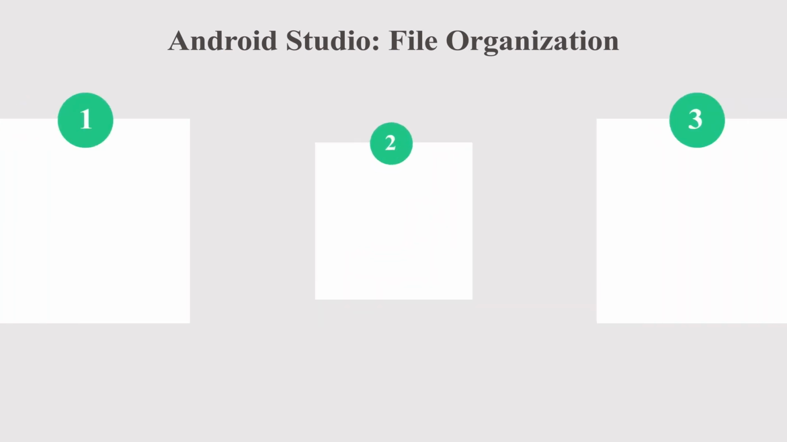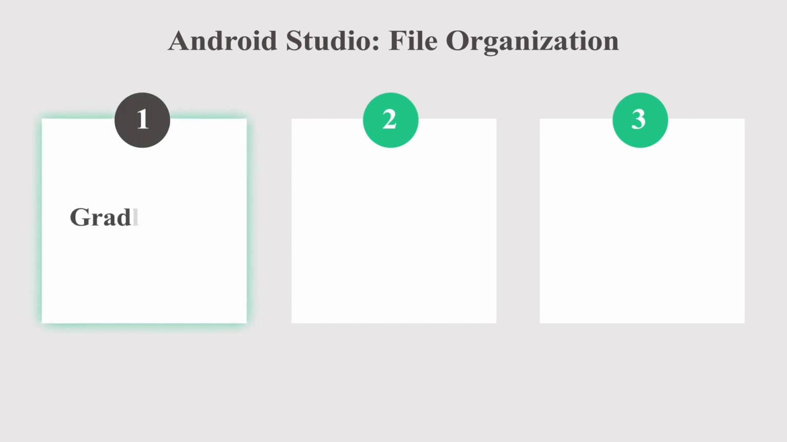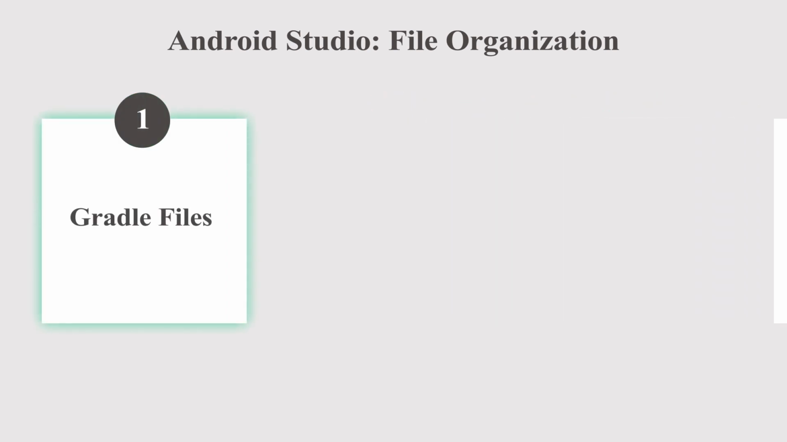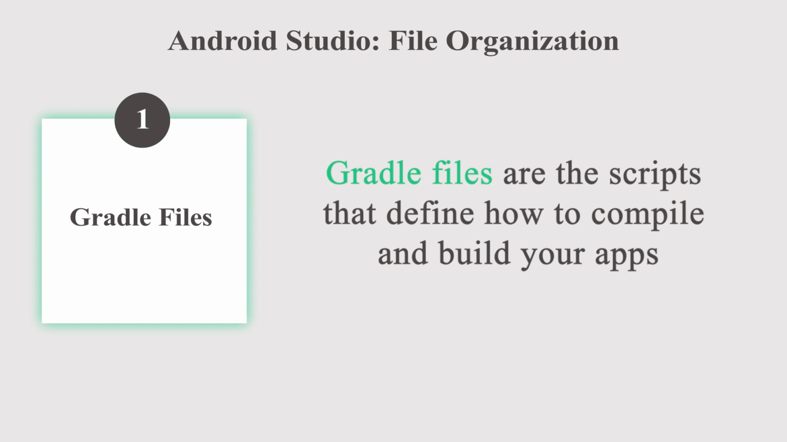Welcome to the next lesson in this module, where you'll learn how the files within an Android Studio project are organized. Android Studio projects have several different types of files that you'll have to learn how to interact with. The first set of files that we'll show you are Gradle files. Gradle files are the scripts that define how to compile and build your apps. We won't discuss these in much detail right now, but we'll show you where they are for the time being.